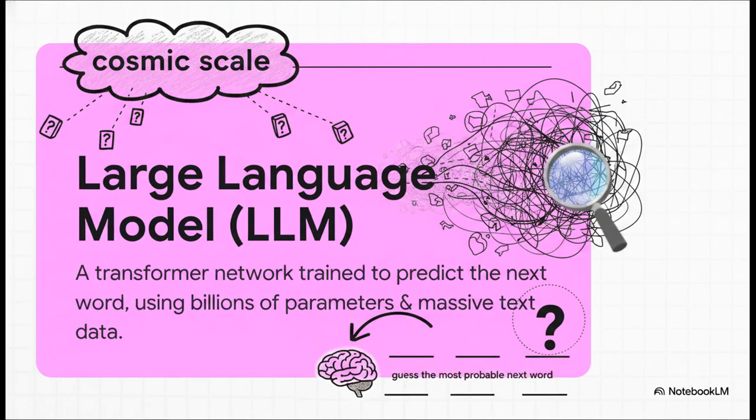Okay, so at its absolute core, an LLM is just a giant prediction engine. The best way to think about it is like the autocomplete on your phone, but just on a cosmic scale. Seriously, after being trained on a huge chunk of the internet, its one single job is to guess the most probable next token, which can be a word or even just part of a word. That's it. Everything else, all the incredible things it can do, flows from this one simple but massively scaled task.